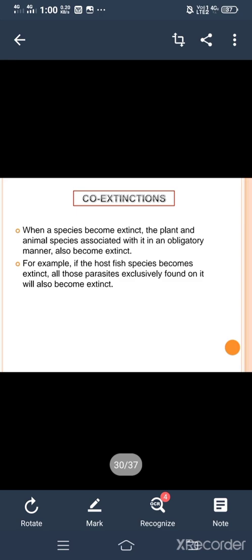Some of the fishes have very small bacteria and all those things which are co-extensionally living, helping each other and living together. If the fish is destroyed, then the other organisms which depend on it are also destroyed.